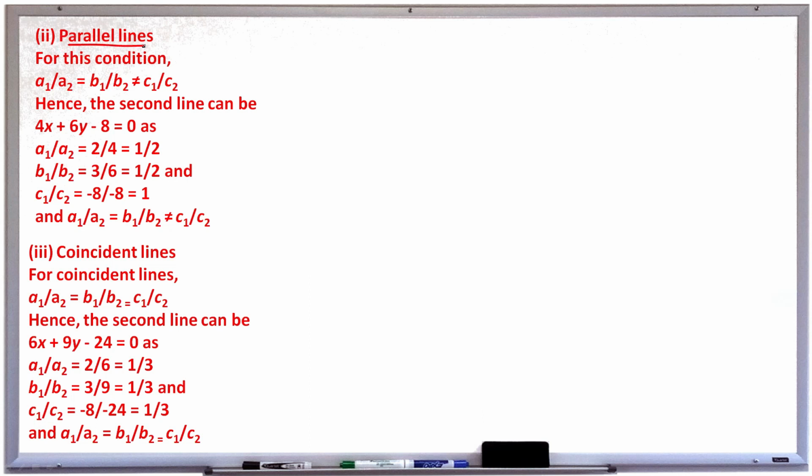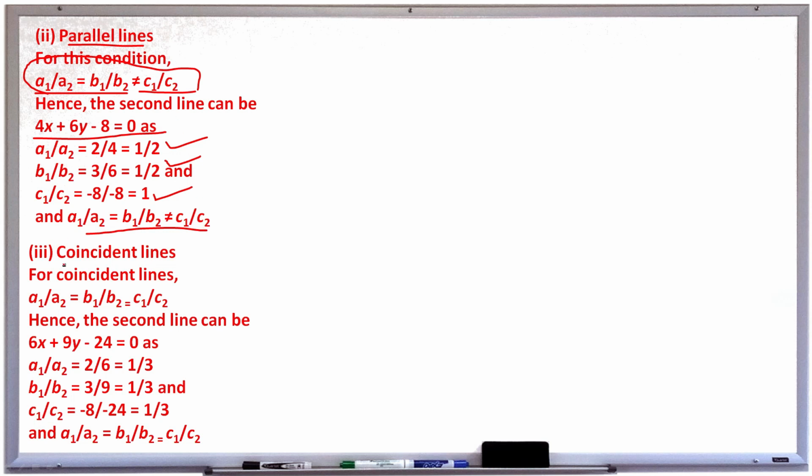If two linear equations are parallel, then the condition is a1 by a2 is equal to b1 by b2, which is not equal to c1 by c2. This is the condition for parallel lines. Hence we can write the second line like this. Again compare with the first equation. a1 by a2 is equal to b1 by b2, but b1 by b2 is not equal to c1 by c2. Here the condition is satisfied, so the lines are parallel lines.